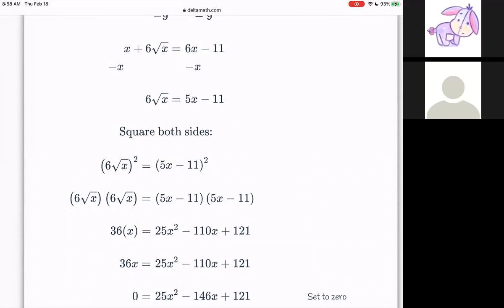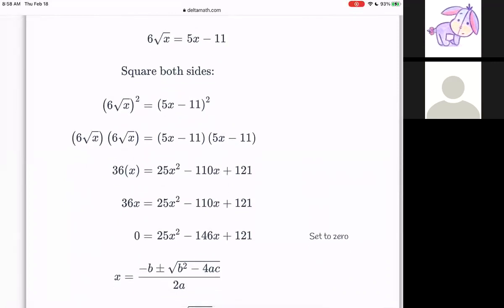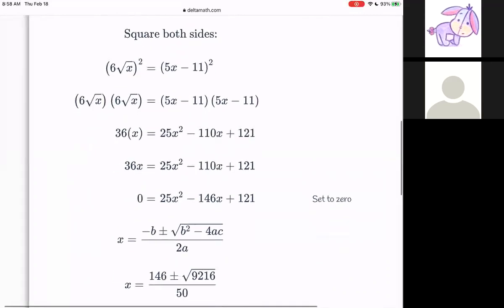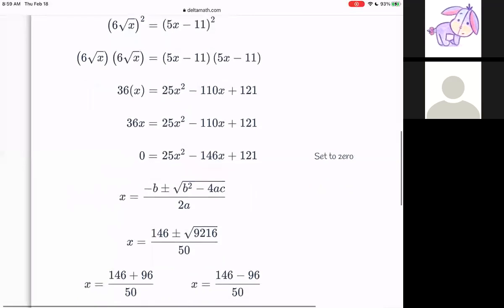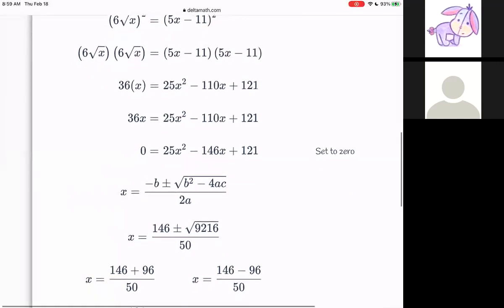So now that we have a quadratic equaling 0, we can plug it into the quadratic formula, which I know takes a long time when you're doing it on your own separate piece of paper, but Delta Math kind of simplified it a bit. They already simplified the inside of our square root piece for us. So inside the square root is 9,216. And of course, you're going to use a calculator to help you out because I don't think any of you know what the square root of 9,216 is off the top of your head. So that gives us 146 plus 96 over 50. And then remember, there's two solutions. So it's also 146 minus 96 over 50. So one of them is adding, one of them is subtracting. That's what the plus or minus means.